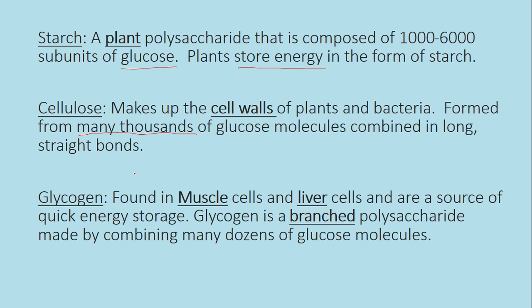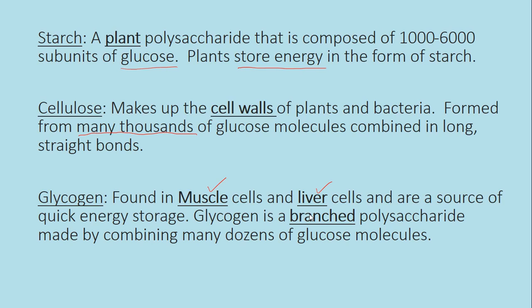Glycogen is the only animal polysaccharide on this list, and we find it in our muscle cells and in our liver cells. When we eat too much sugar, the first thing we do is store it as glycogen, but we only have so much room for glycogen, and it's not very much room. Once our liver and muscles are full, we move to fat storage.